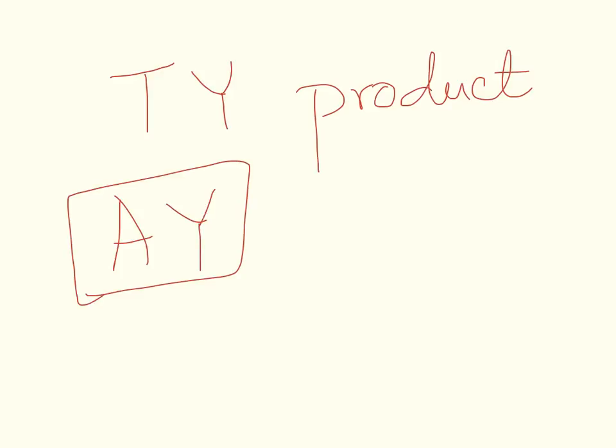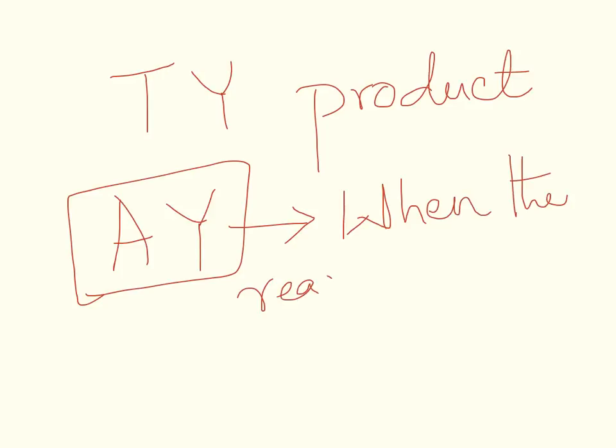We insist on theoretical yield of product because there is also another term known as actual yield of product. What's actual yield? Actual yield of the product is the amount of product produced when the reaction is actually carried out, when the reaction is actually performed.